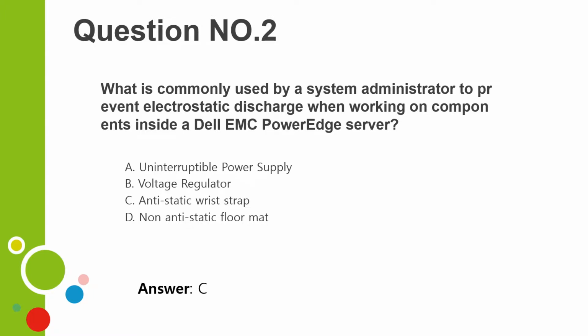Question number 2. What is commonly used by a system administrator to prevent electrostatic discharge when working on components inside a Dell EMC PowerEdge server? A. An interruptible power supply. B. Voltage regulator. C. Anti-static wrist strap. D. Non-anti-static floor mat. Answer, C.